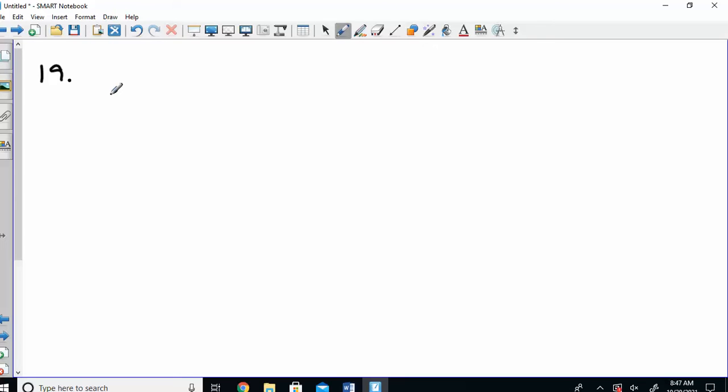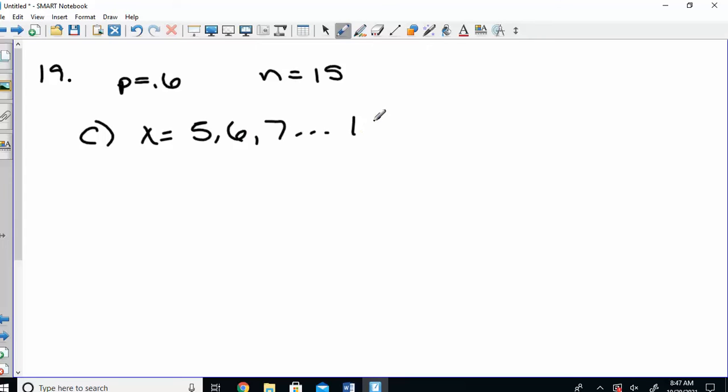Okay. I don't think we're going to get through the rest of these. Let's try. So 19, it is again binomial. 60% would be our p. We have a random sample of 15 people, so our n is 15. So part C is at least 5. So that means x could be 5, 6, 7, all the way up to 15. So we could just add all this. Oh, I skipped B, didn't I? All right, let's do B first.